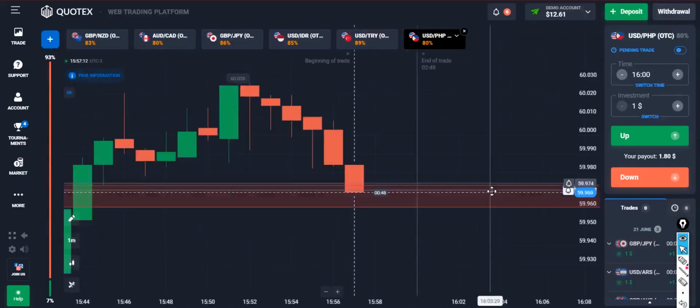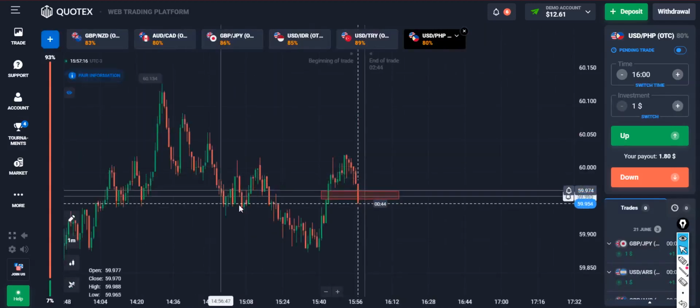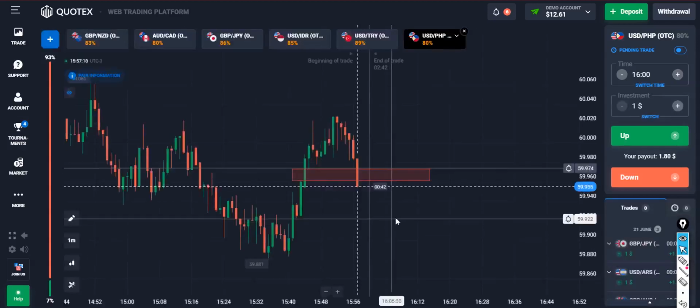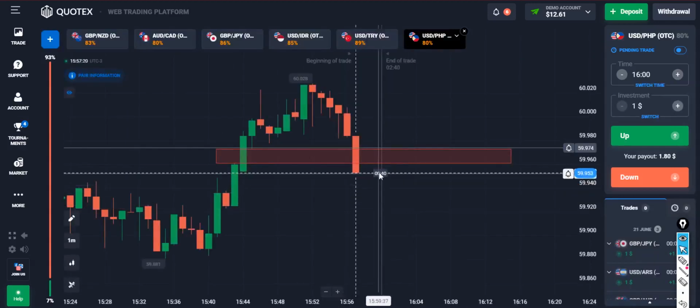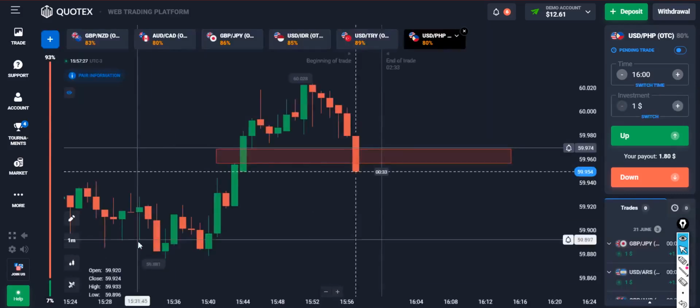Okay, so let's see. This market is currently on a downtrend, and now it's a bit risky, and it has already crossed the fair value gap section. So I don't think I'm gonna take a trade right here. So GB.